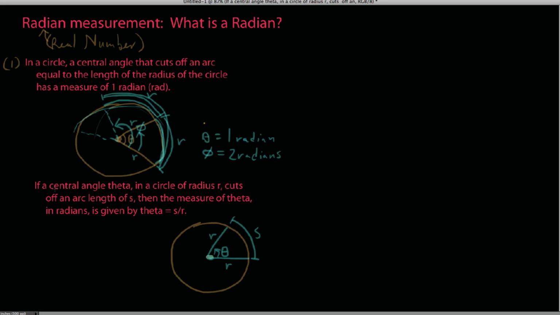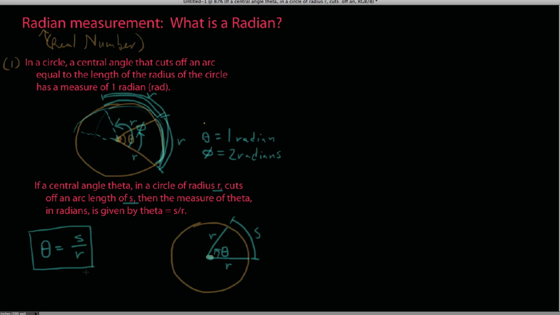Given that, we say if a central angle theta in a circle of radius r cuts off an arc length of S, then the measure of theta is equal to how many times the radius fits into S. So in radian measurement, the number of radians you have rotated, instead of degrees, is equal to the arc length divided by r, or in other words, how many times the radius fits into the arc length. It's basically saying how many radians you've got. So this formula right here, we want to make sure we have this written down, is the definition of finding the number of radians that you have rotated through.